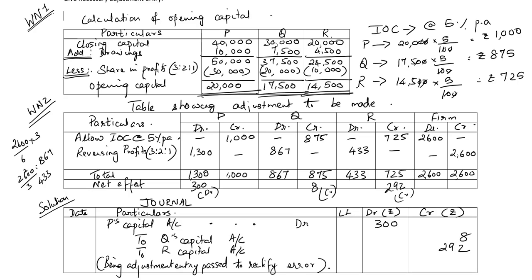So this is the answer for example 5. The only difference between this and the previous problems that we had done was that the closing capital was given and we had to do an initial working note of calculation of opening capital from the closing capital before we went ahead to rectify the error, which was omitting to allow interest on capital.